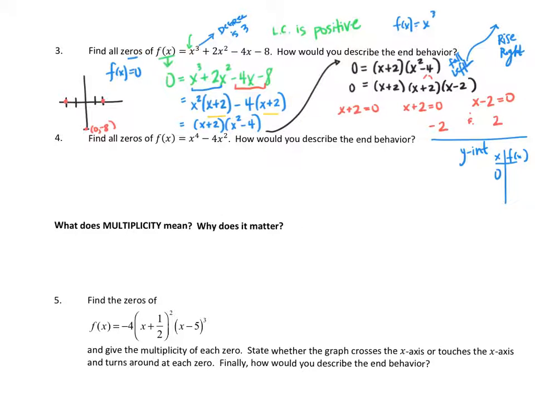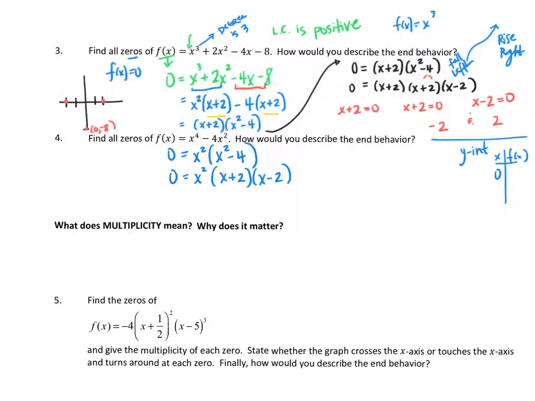Okay, let's go ahead and look at number 4. How would I find those zeros? Same process. Once again, we're going to factor. So f of x is 0, and it looks like I have an x squared in common. And so once I factor out that x squared, that's my GCF. Looks like I can keep going. So I have x squared times the quantity x plus 2 times the quantity x minus 2.